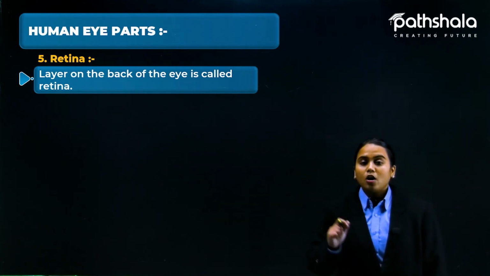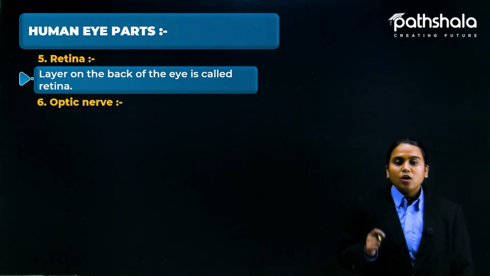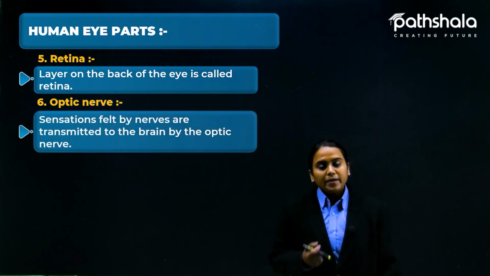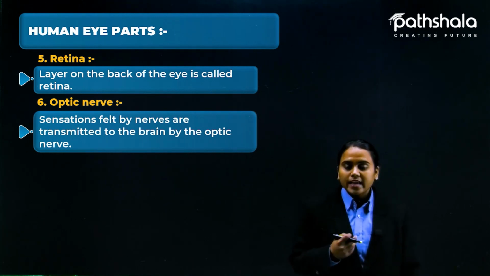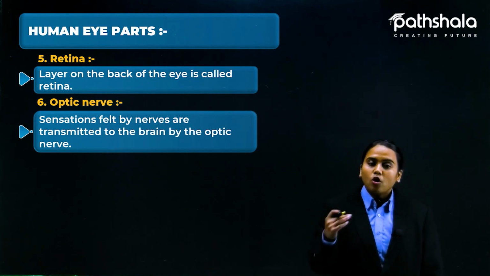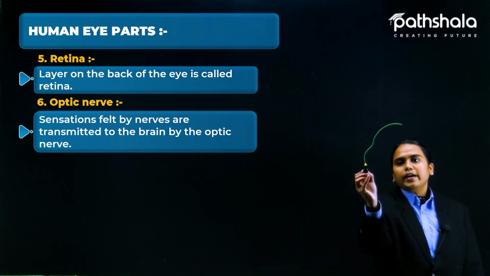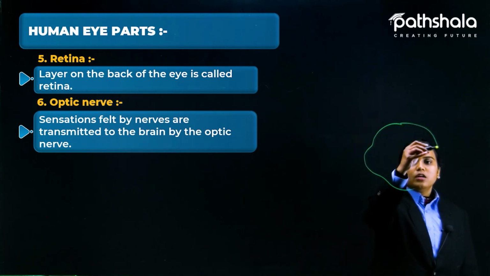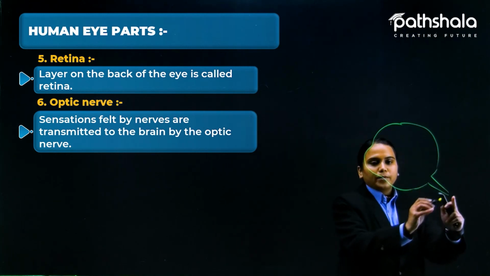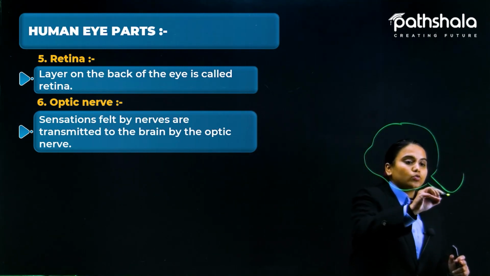Students, the last part of the structure of the eye is the optic nerve. Okay, now the use of the optic nerve. Where is it situated? The optic nerve is used for the sensations felt by the nerves, and they are transmitted by it to the brain, and it is all done by the optic nerve. Again, let me tell you, it is the structure of our eye, a side view of the eyeball, and here is the optic nerve present. This is the optic nerve. So this part, the optic nerve, is transmitting the signals to the brain.